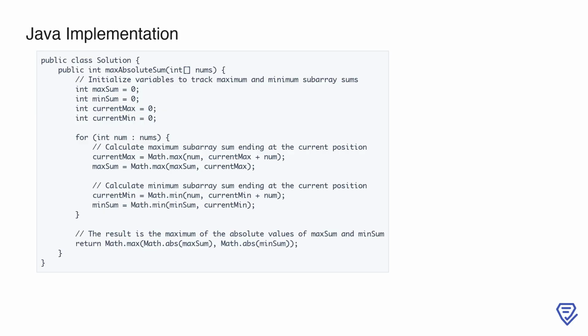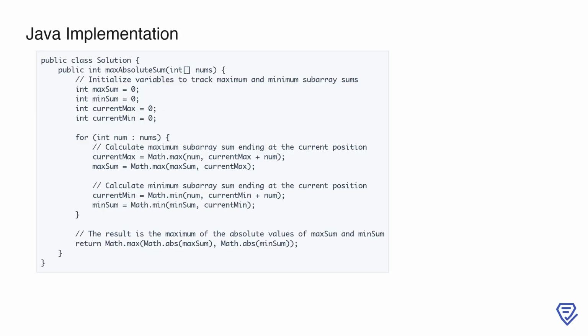This is the Java implementation of the maximum absolute sum of any subarray problem. It mirrors the logic of the Python solution, using variables to track the maximum and minimum subarray sums while iterating over the array. Key differences include Java's type declarations, the use of Math.max and Math.min for comparisons, and the absence of Python-specific constructs.